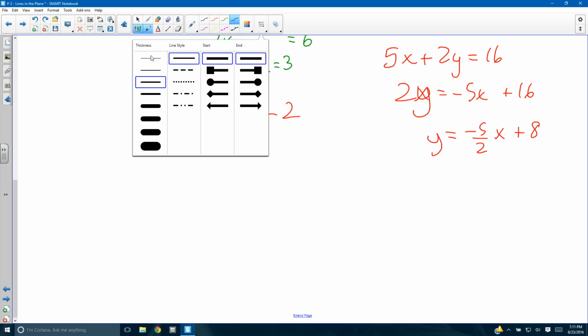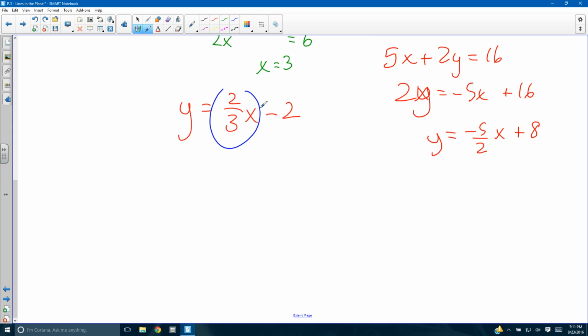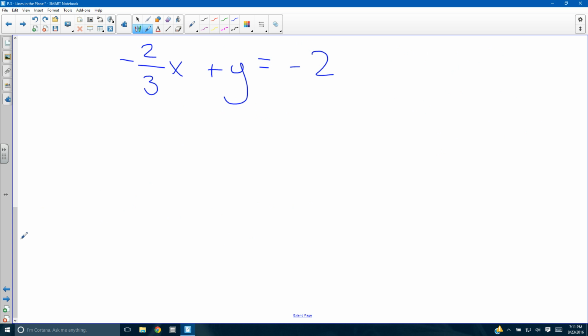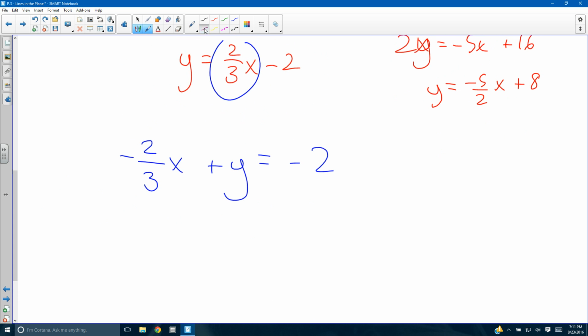So let's say I moved this 2/3 x over to the other side by subtracting. Now we have negative 2/3 x plus y equals negative 2. Okay, two issues here. This is a fraction, and this is negative. So to clear the fraction, you multiply by the least common denominator. In this case, it's just 3. But I'm going to multiply by negative 3 because that way I can get my x term positive.